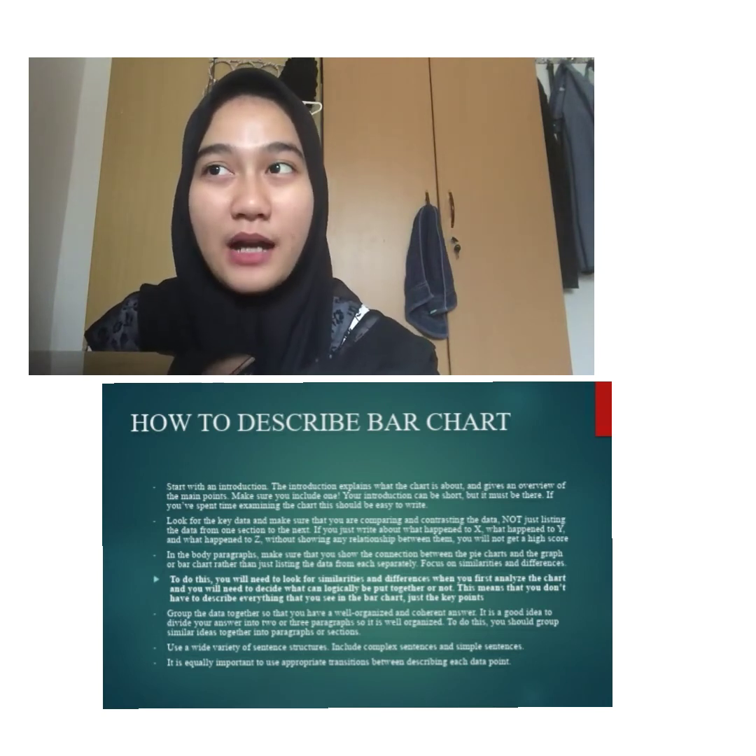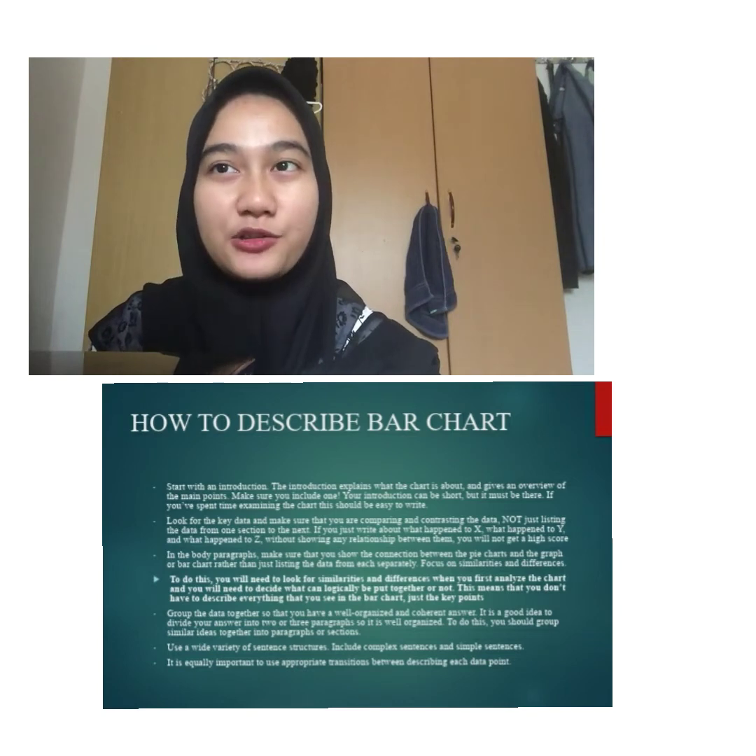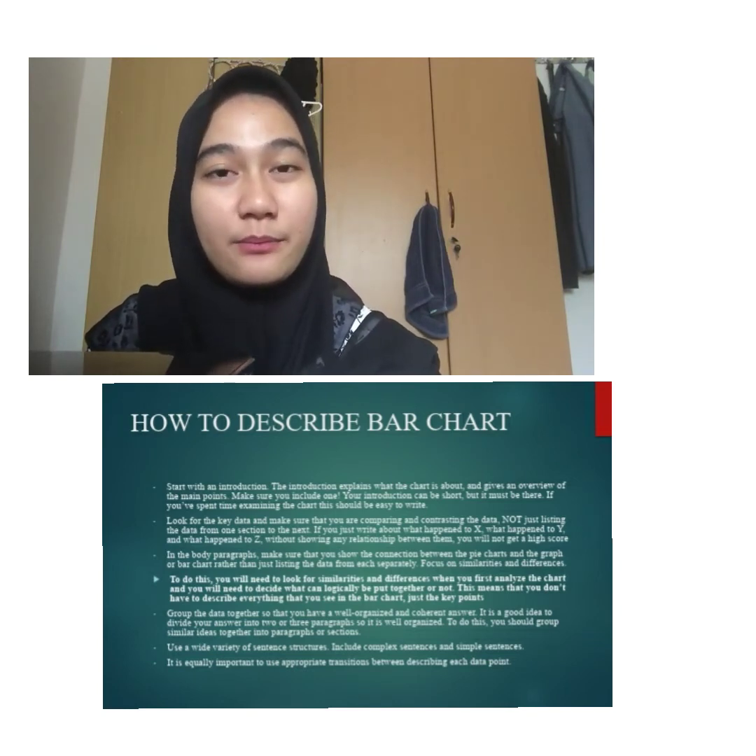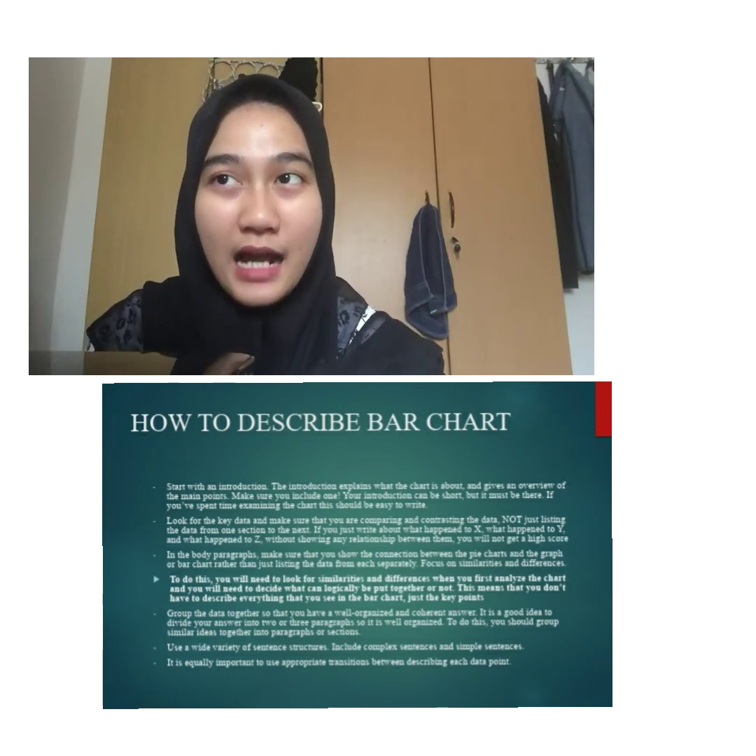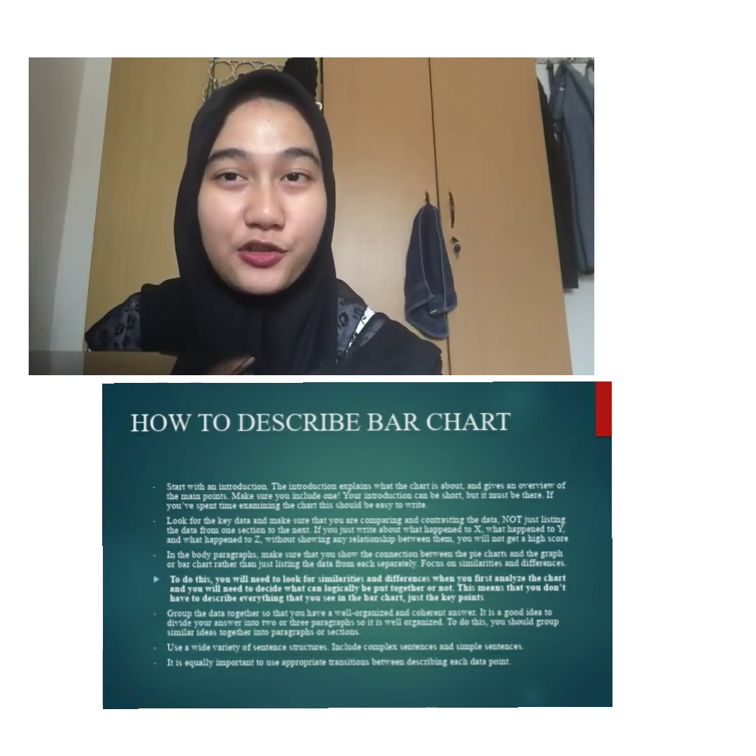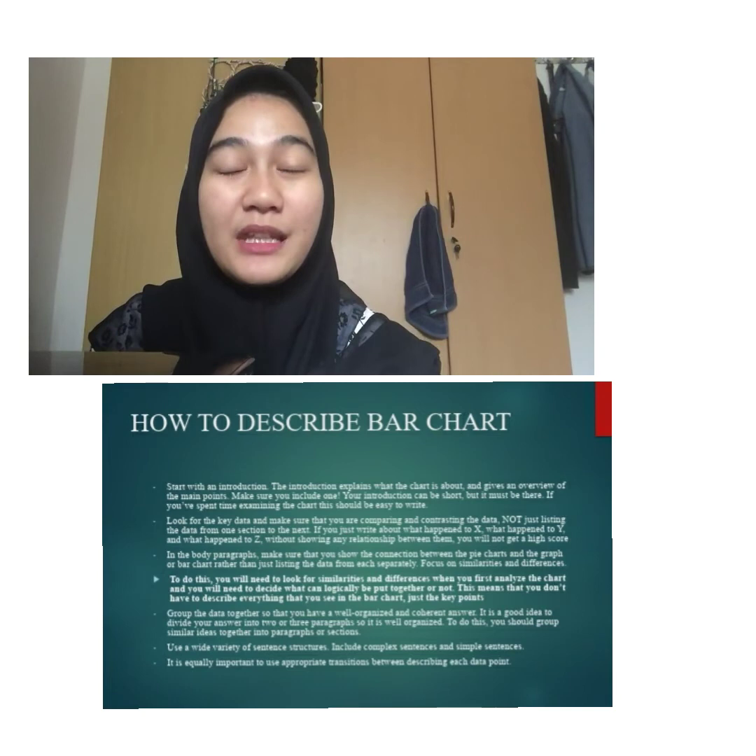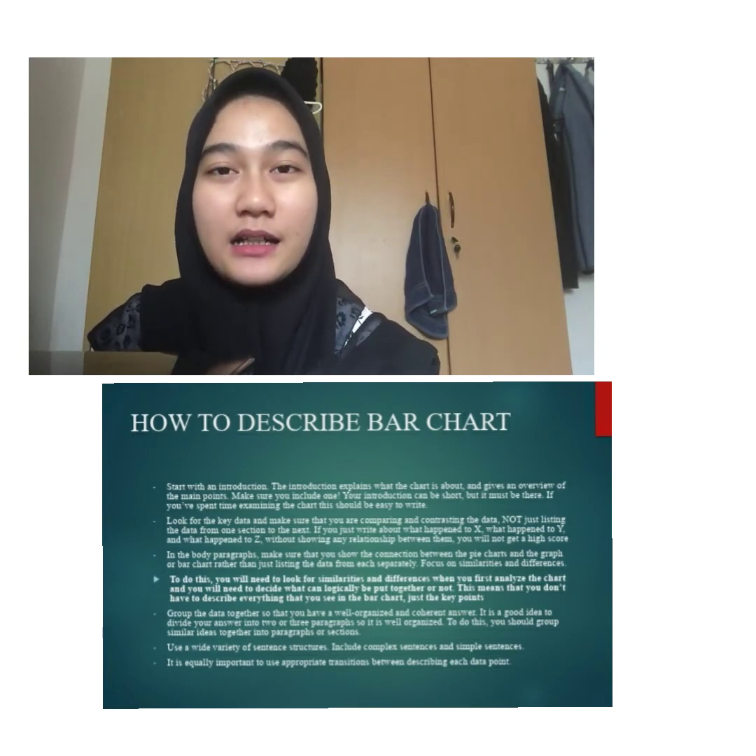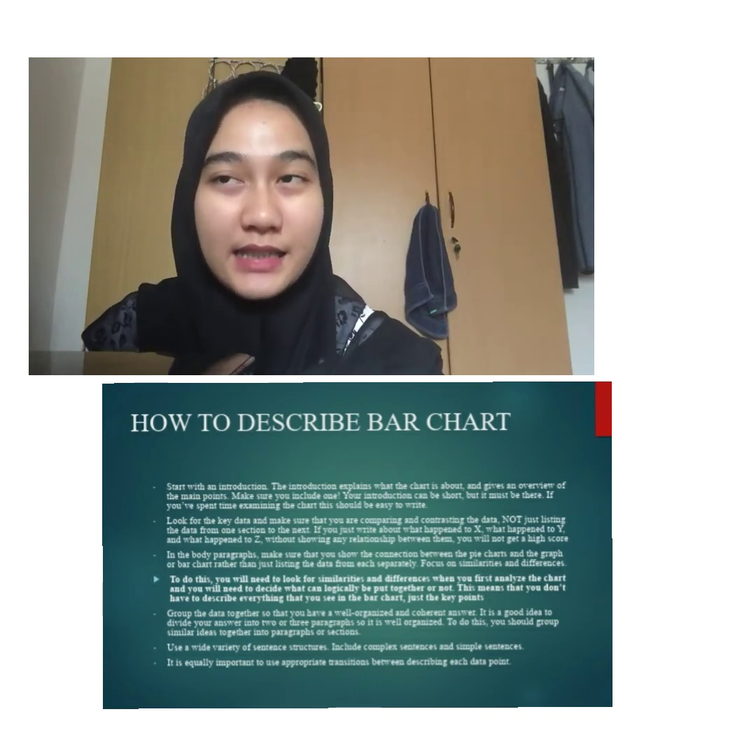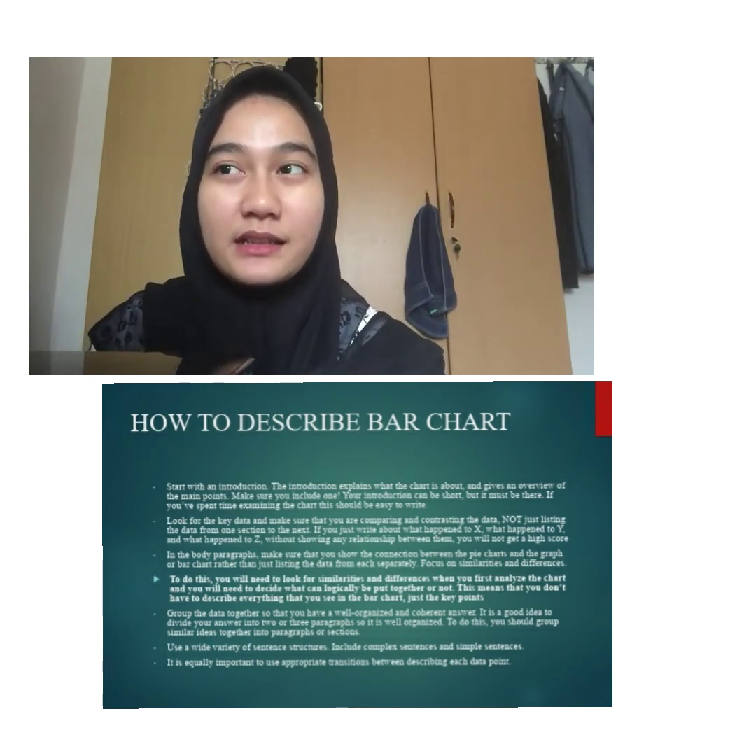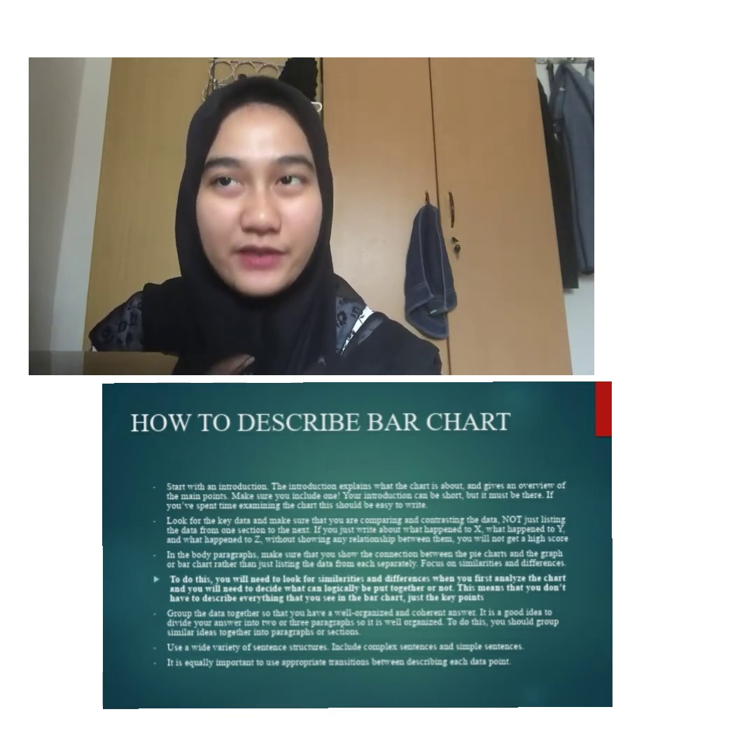If you just write about what happened to X, what happened to Y, and what happened to Z without showing any relationship between them, you will not get a high score. In the body paragraphs, make sure that you show the connection between the pie chart and the bar chart, rather than just listing the data from each separately. Focus on similarities and differences.